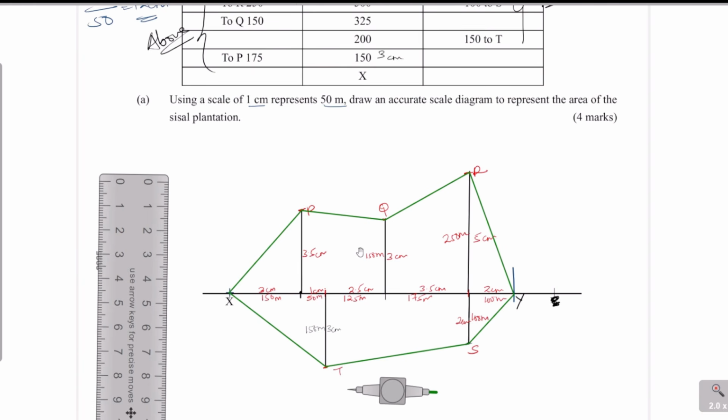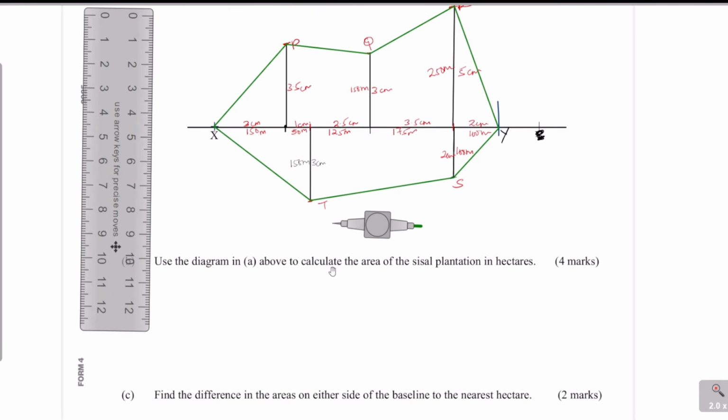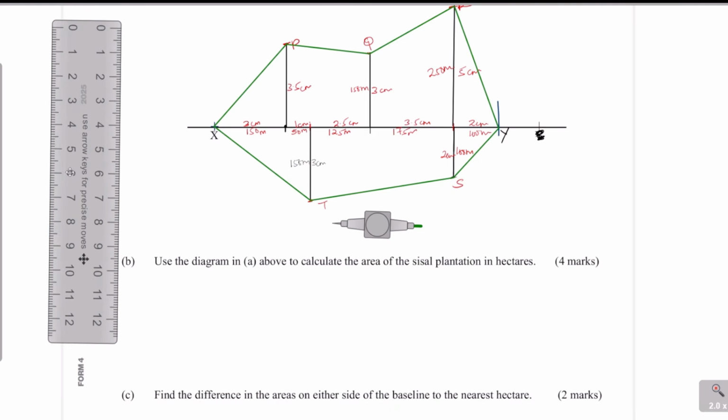You have drawn the scale diagram. So once you've done that, now we can go to the questions. Let's go to the questions. Use the diagram above to calculate the area of the size of plantation in hectares. The area. How do you get the area of this figure here?